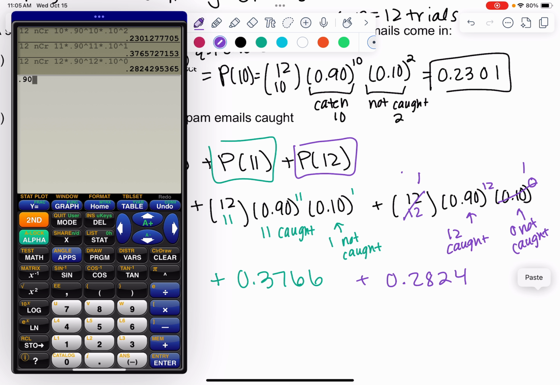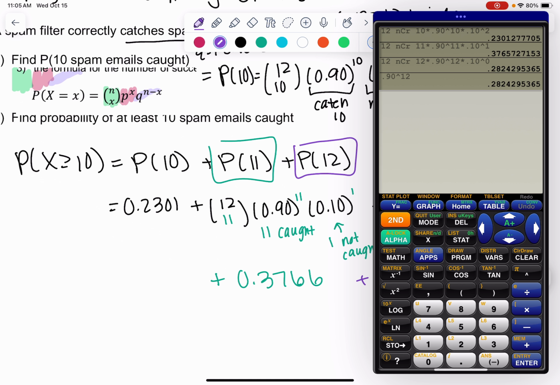So technically when you have a 0, you can just type 0.90 to the 12, and I'd get the same answer. But it doesn't matter. If you type the whole thing, the calculator knows. And so this only works for the case where you're using everything. So 12 out of 12, 7 out of 7, 8 out of 8, whatever your numbers are.